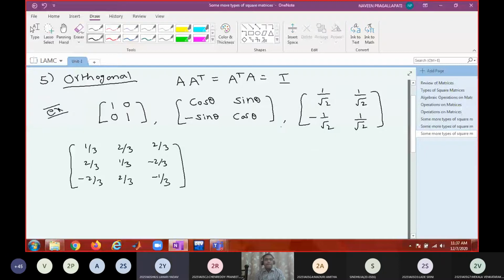Maybe the determinant is 1. Yeah, determinant is 1, but finding the determinant will take time, no? That is okay, but any matrix having determinant 1, can we call it immediately orthogonal? Not necessarily. So though the determinant is 1, that may not be useful for us to identify whether the matrix is orthogonal or not, right?